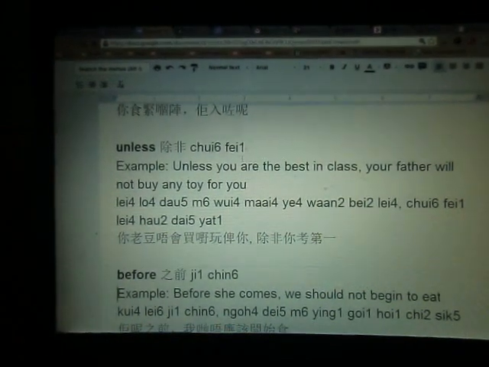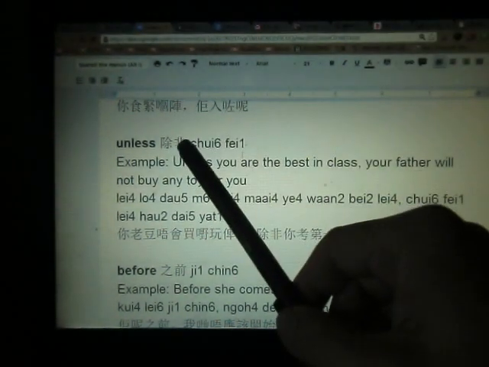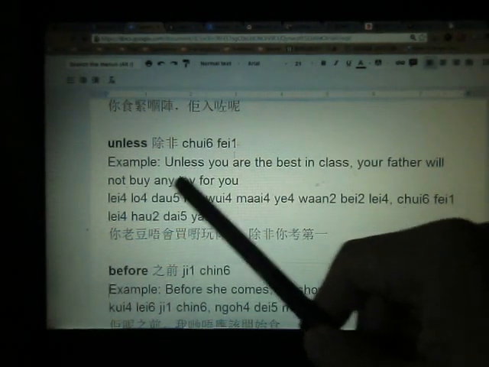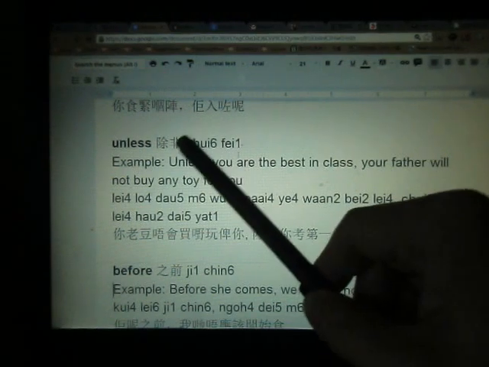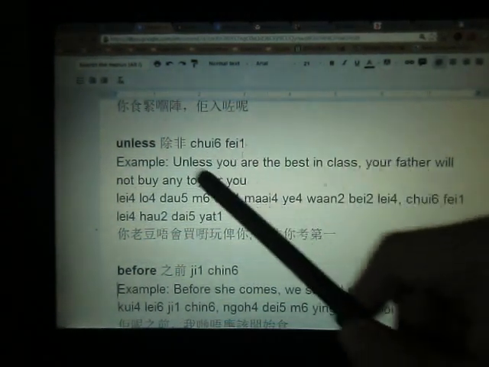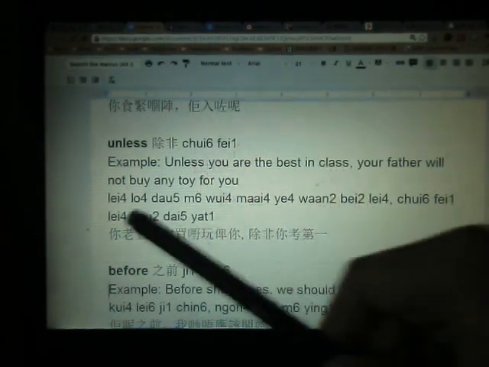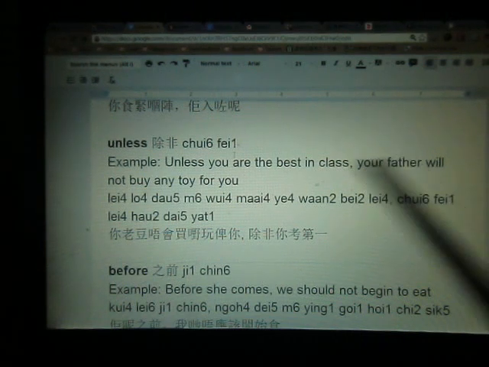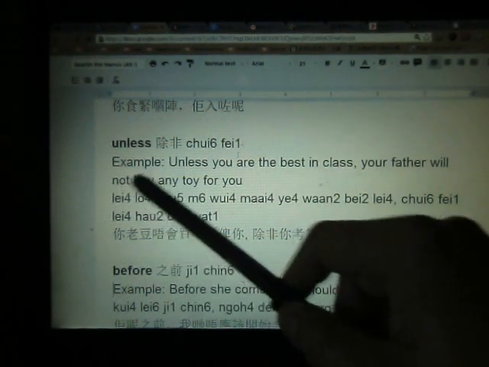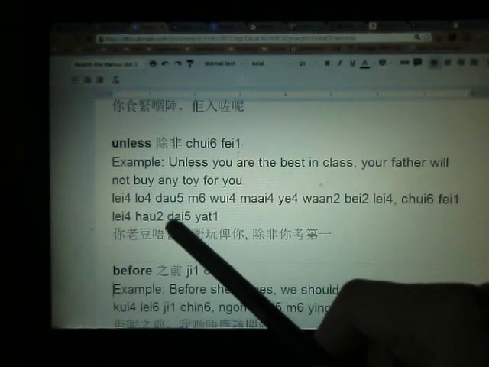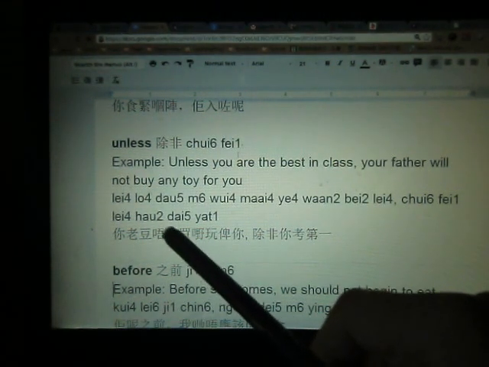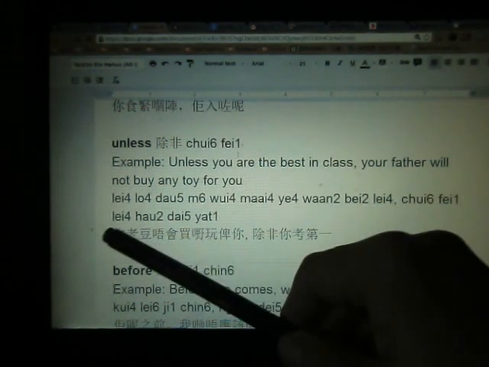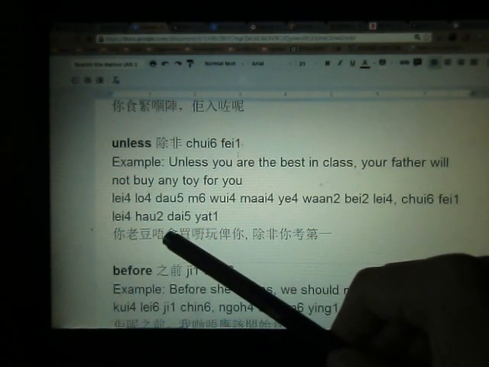And then how do you say unless? Normally we use 除非, for example, unless you are the best in the class, your father will not buy any toy for you. So this is the condition that you have to satisfy, otherwise your father will not be buying any toy for you. That's how to say in Cantonese, 你老豆, 老豆 is father, will not. Remember 會 means you have a very, very high probability, or the chances are very high. 唔會 means there is no chance. Okay, so your father will have no chance.